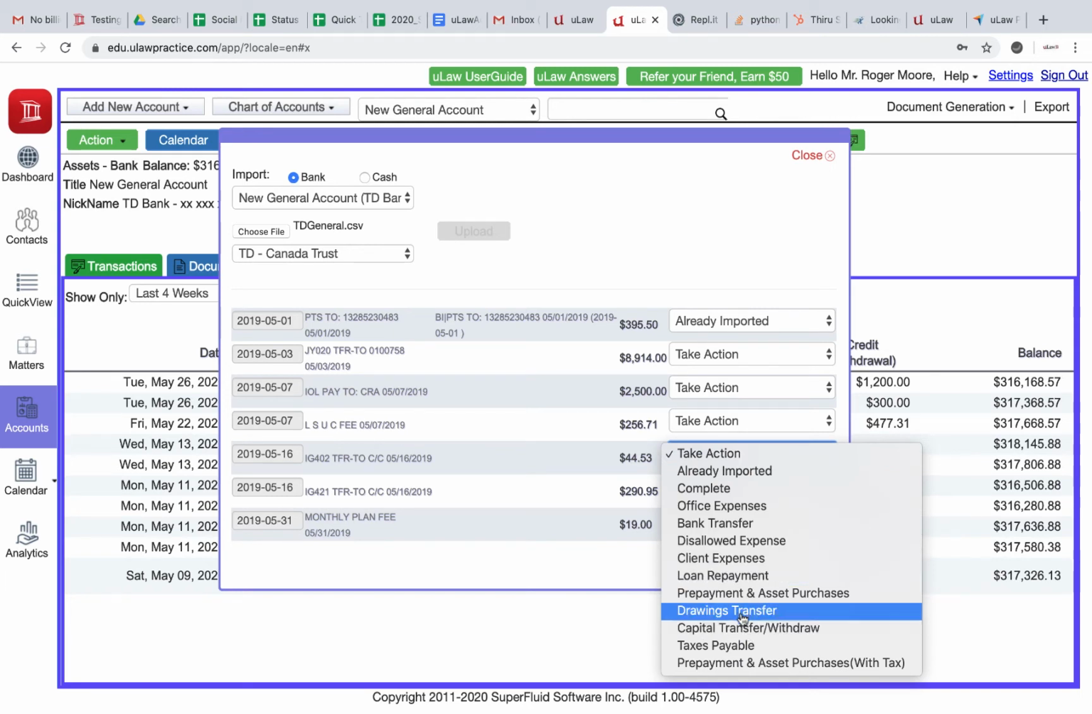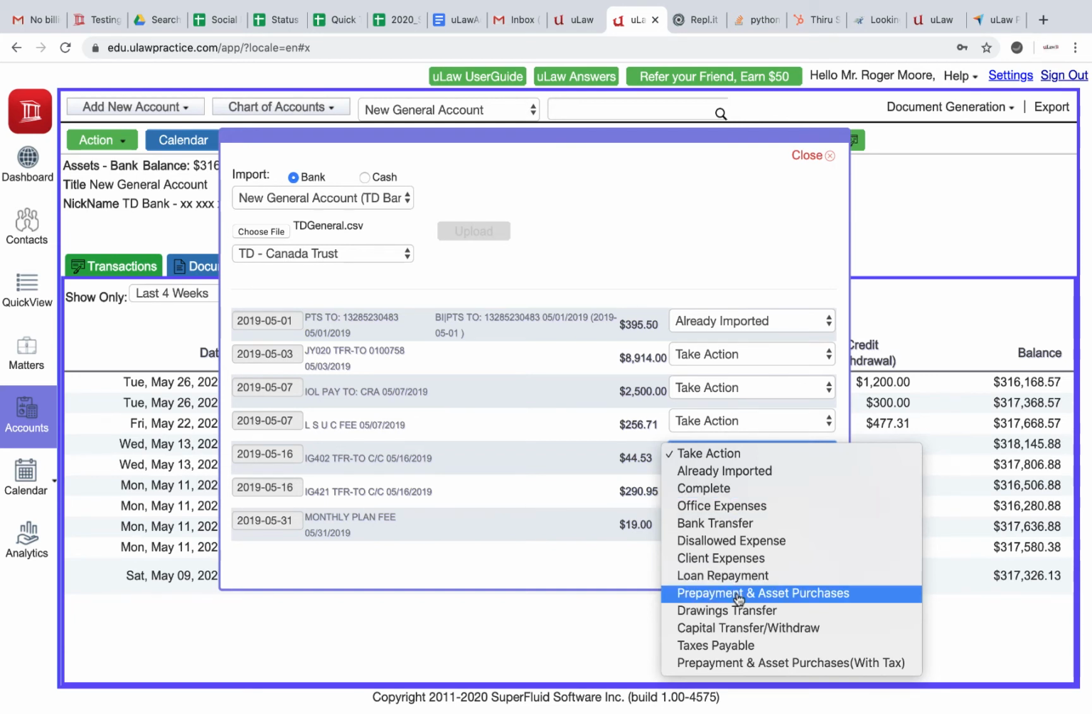Drawing transfer and capital transfer are interesting. This is when you actually withdrew money out of the business to pay yourself. If it is a drawing transfer, that means it's like a monthly draw scenario. Capital transfer is some investment that you made in the past that you're trying to pull money away from. Last and final is taxes payable. This is basically some form of tax payment that you made and you're trying to move as a taxes payable.